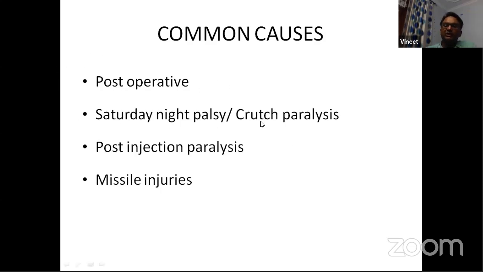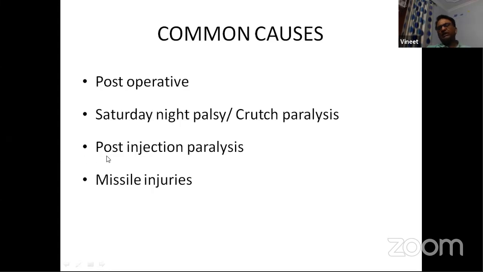Saturday night palsy and crutch paralysis are usually because of compression. Saturday night palsy typically would happen in an inebriated patient or a patient in deep sleep where the arm is over the edge of a hard surface and they get up in the morning and there is a wrist drop. Luckily, these have very good prognosis and they recover on their own.